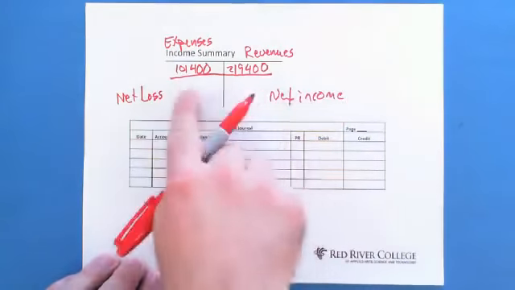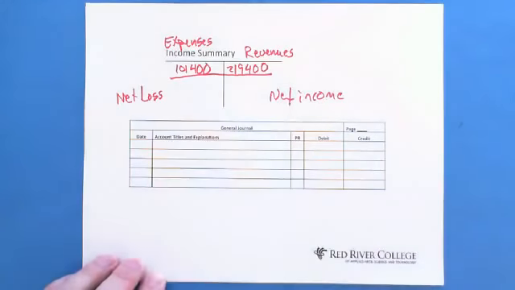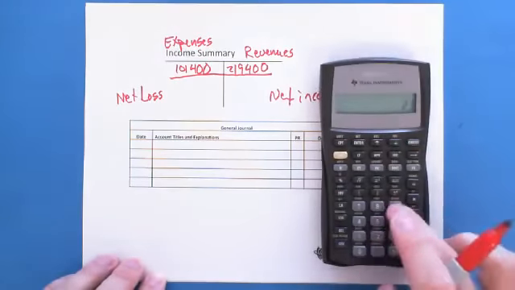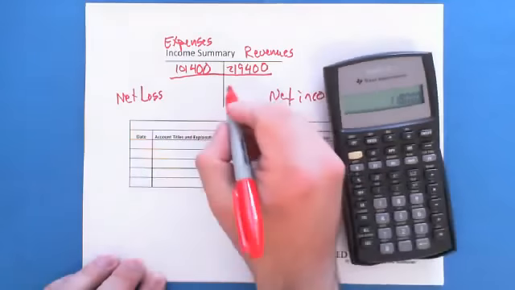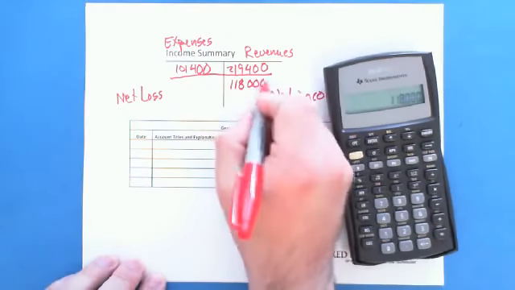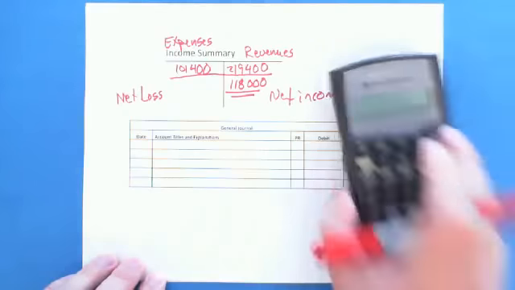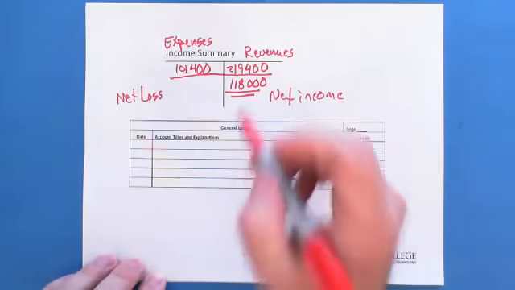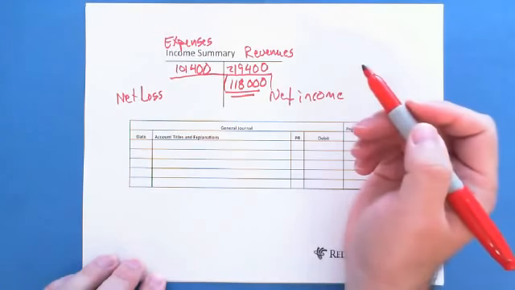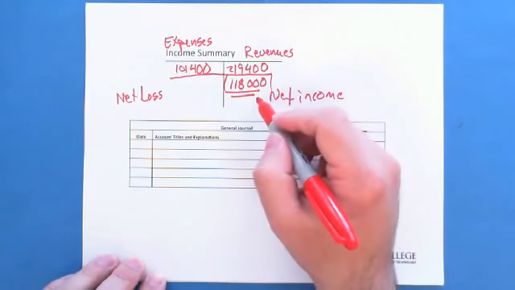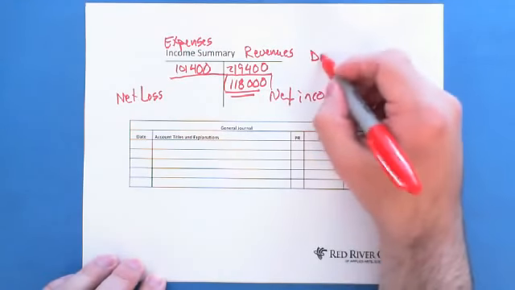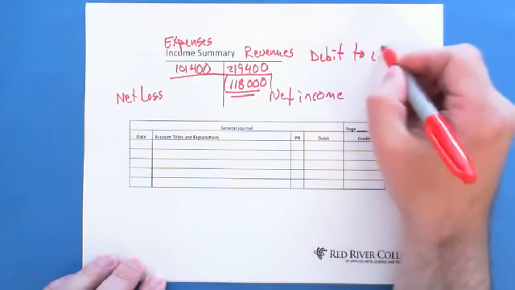Well, our revenues are bigger, but by how much? So we subtract the 219,400 minus the 101,400, and we find that we have a credit balance of 118,000. So this means we have a net income. So we have a credit balance, so we have a net income. To close the income summary, we continue to do the opposite. Since we have a net income or a credit balance, that means we have to debit to close.